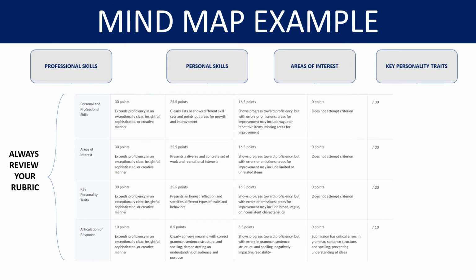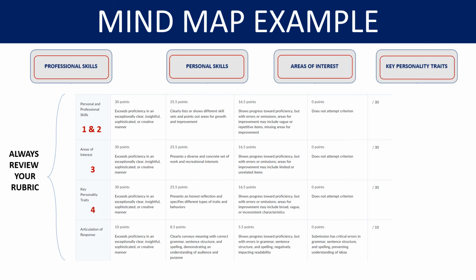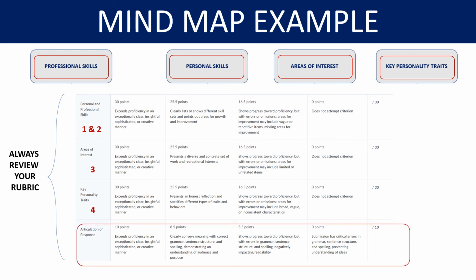As you look at the rubric, you'll see the first criteria is for personal and professional skills. So I put a 1 and 2 here because you want to separate these two criteria as you're putting together your mind map, because there will be other attributes that you are going to utilize and draw around the main bubbles. So here you see the 4 main bubbles that correlate with the criteria, which are personal and professional skills, and then areas of interest, and then key personality traits. And then finally, you have the articulation of the response to those criteria, the 4 criteria above.